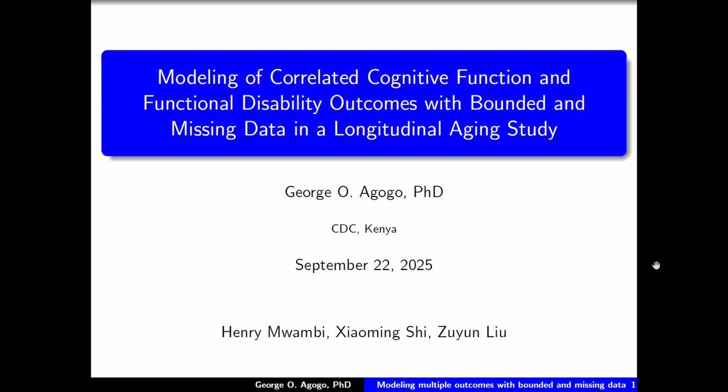Now, this talk covers key aspects of the resulting outcomes. Number one is the boundedness that we are going to see, where depending on the instrument that we are using to assess these outcomes, you find that values are restricted within a given boundary. And of course, because this is a follow-up study of elderly people, such studies are characterized by massive missingness, which we are going to see.